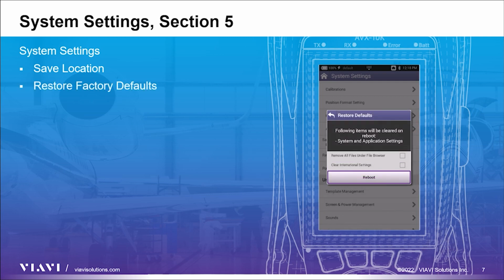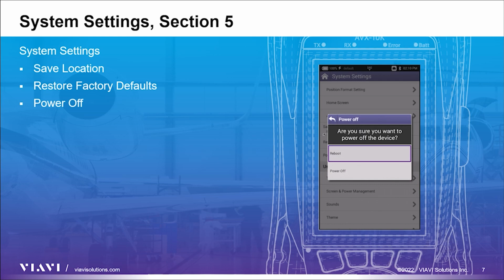Restore factory defaults. This option resets all system and application settings back to factory defaults and allows you to selectively delete all files in the file folders and clear international settings. This will only affect the system settings and will not impact your saved reports. Power off. If you are tired of pressing the green button to turn the device off, you can come here and do the same thing. One difference is that this entry includes an option that will allow you to automatically reboot after power off.